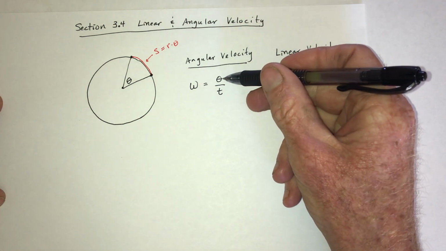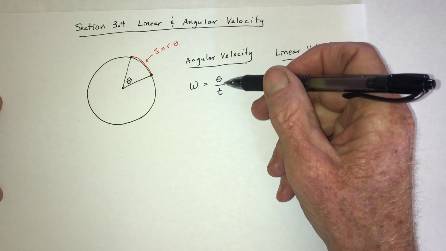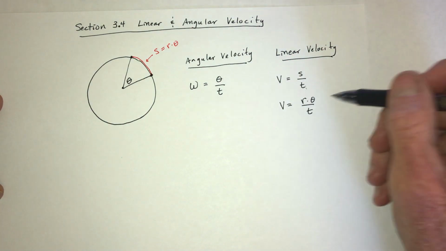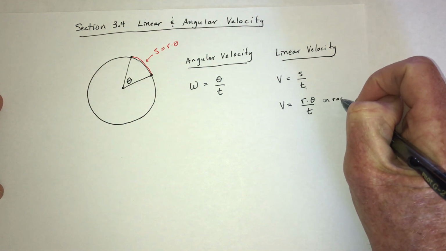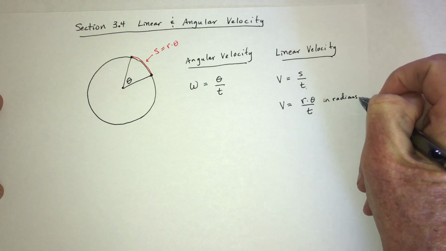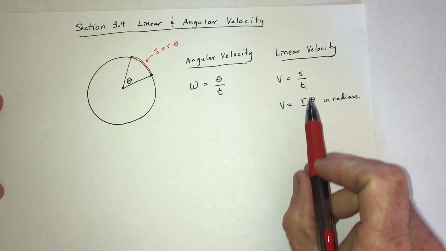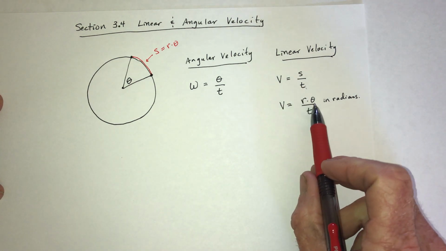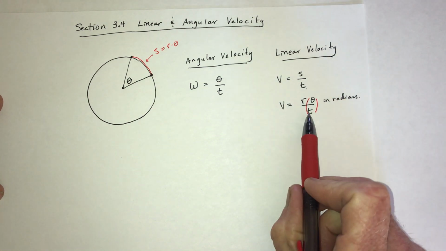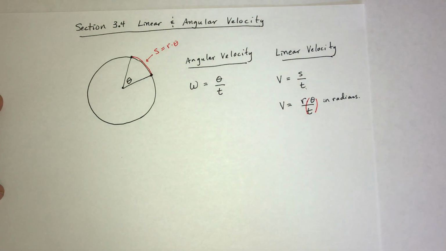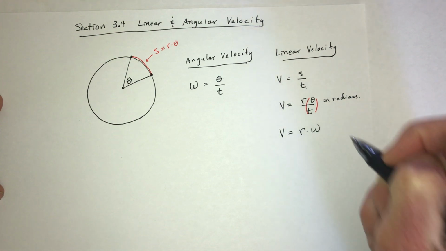This would be in either degrees per time or radians per time. So it could be in radians per second, degrees per second, but this one over here, that one has to be in radians. And then finally, if you look at this formula where all I did was replace S with r times theta, well, if you look at this part, that is omega. So yet another way to do linear velocity is that it's the r times the omega.